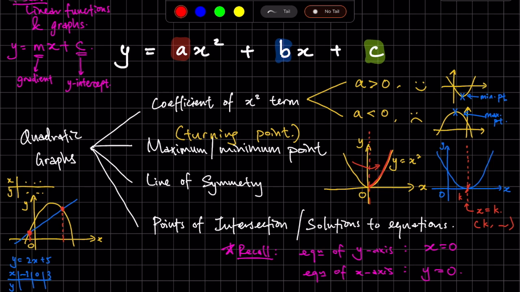Okay, so we need to know how to find out the turning point. Okay, either maximum or minimum point. And usually they will also couple this with another part. What is the line of symmetry? That means, how can I fold? Where should I fold to get the same picture? Right? Basically fold the graph into half.